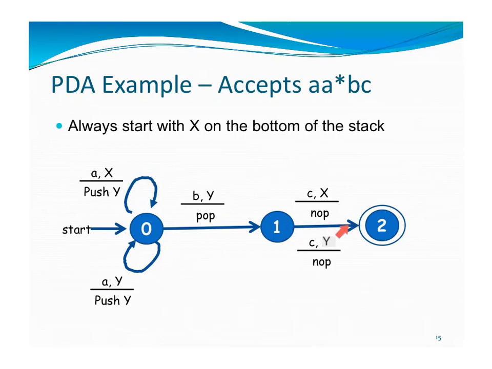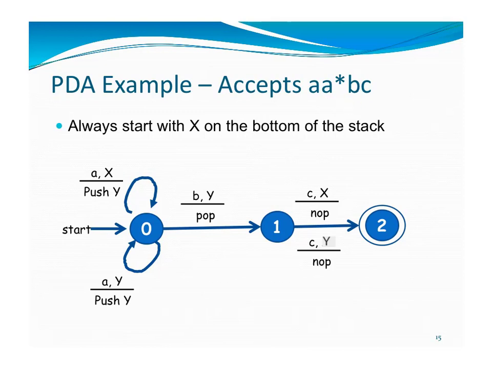And we've added to this transition another option. Before, we had: you see a C and there's an X on the stack, don't do anything. Now we also have: if you see a C and there's a Y on the top of the stack, do nothing. And I'm claiming that this accepts this language. You have to have at least one A, but once you've had one A, you can have as many A's as you want after that, followed by B C.